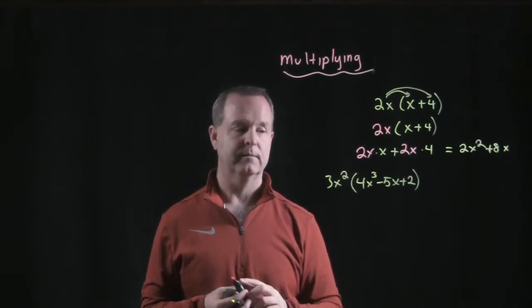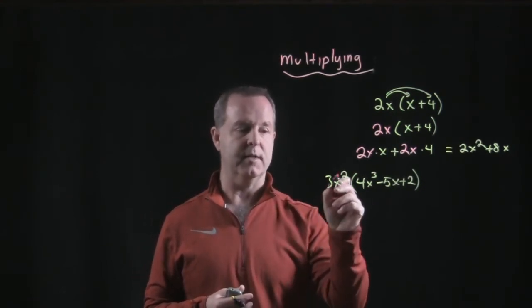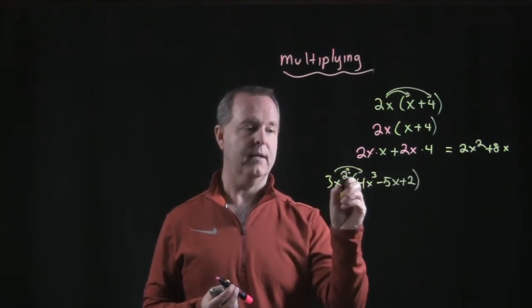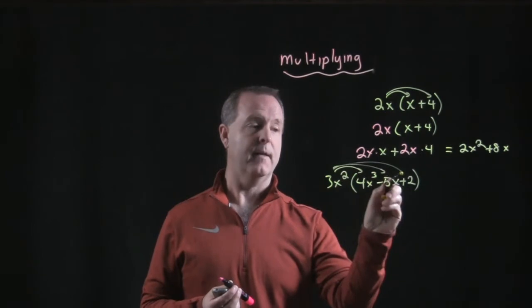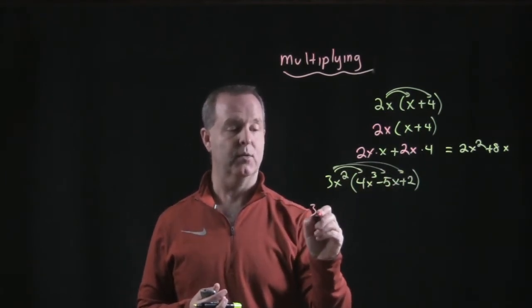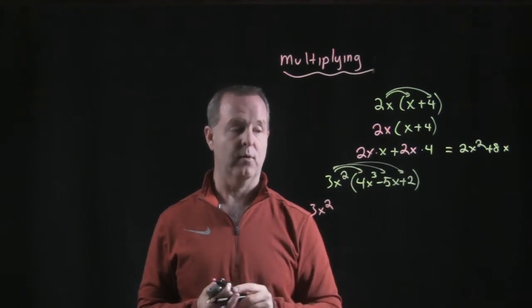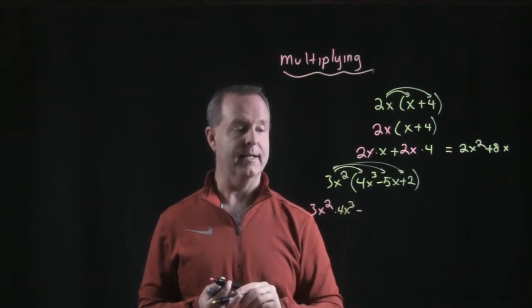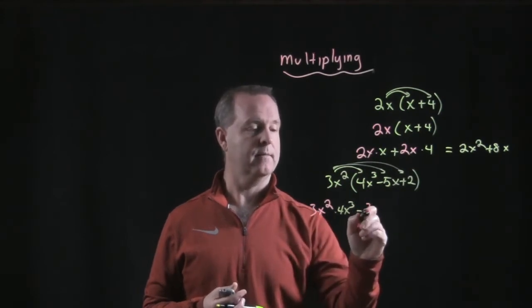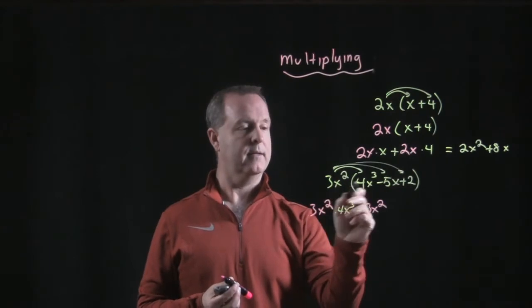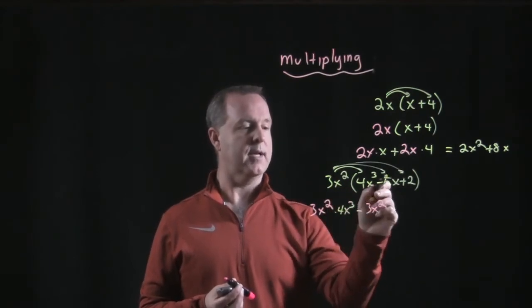So what do we do? Well, we're going to learn to distribute this 3x squared across to each of the terms. It's going to go here, it's going to go there, then it's going to go there. It has to multiply everything inside. So this becomes 3x squared times a 4x cubed minus a 3x squared times a 5x.